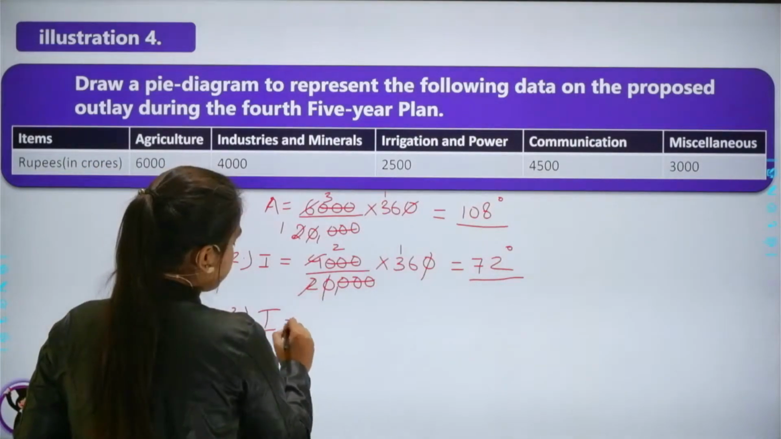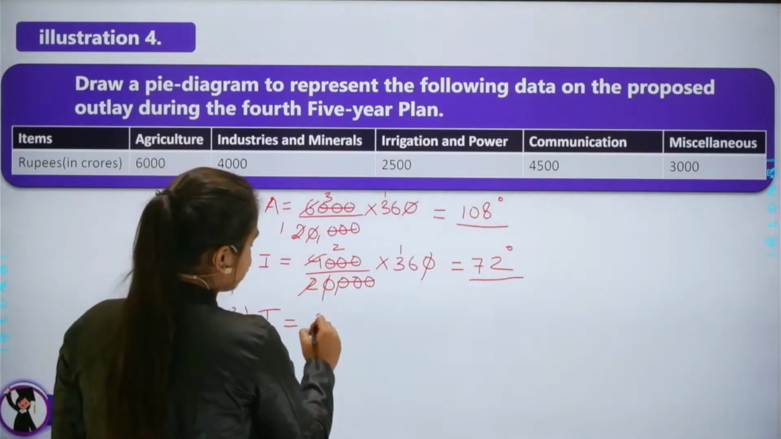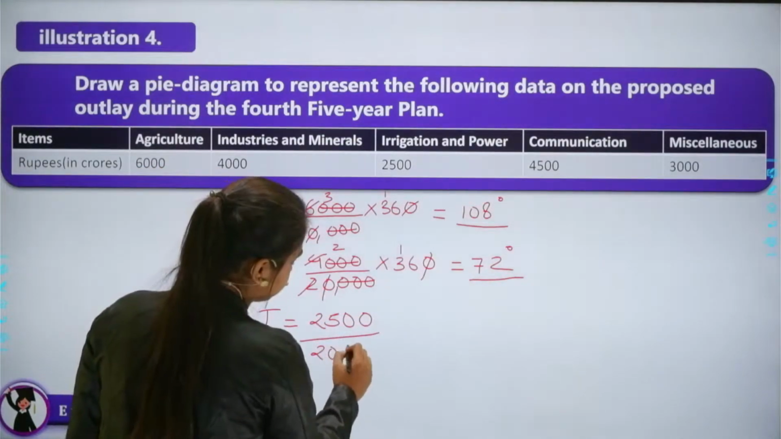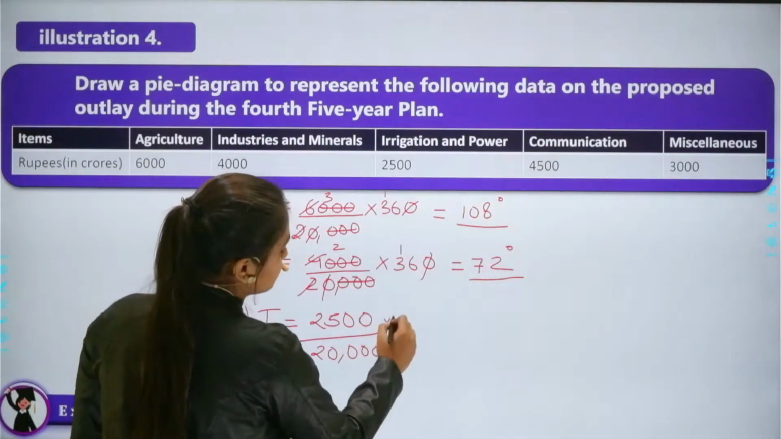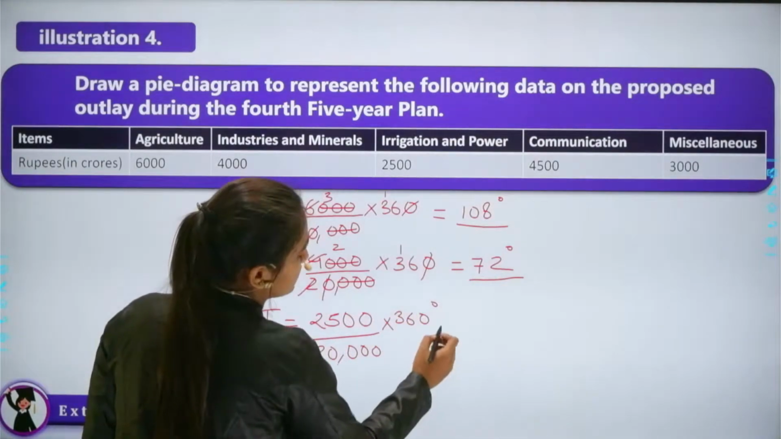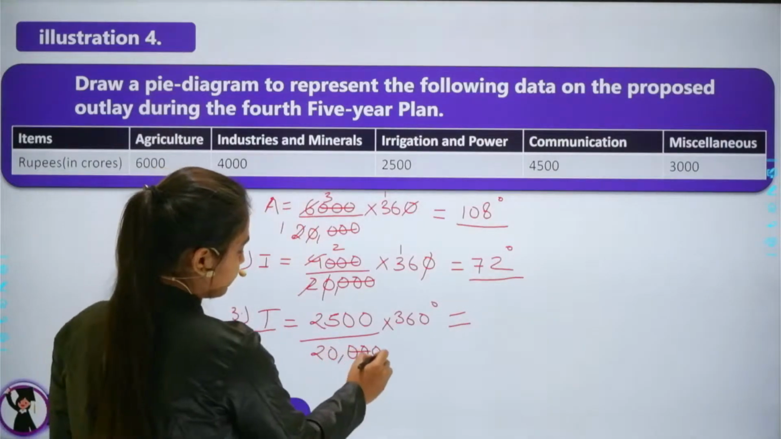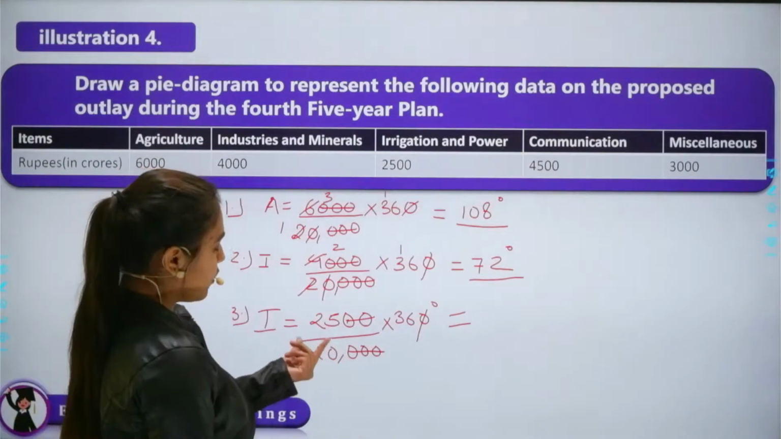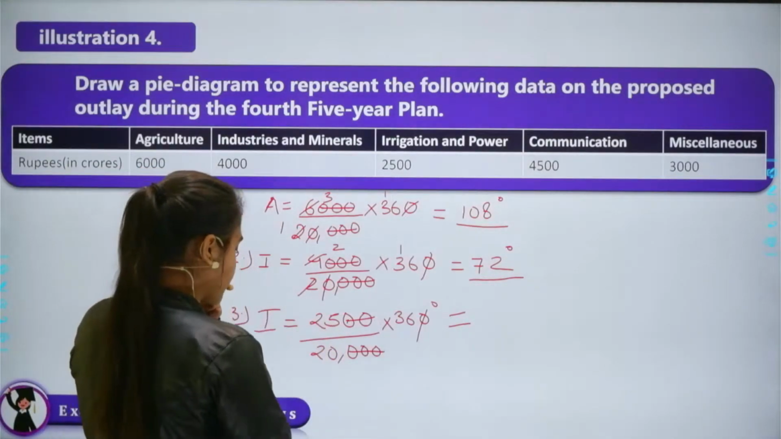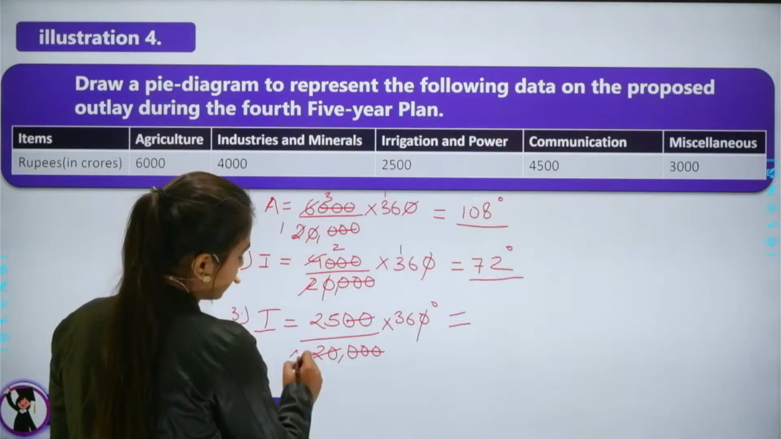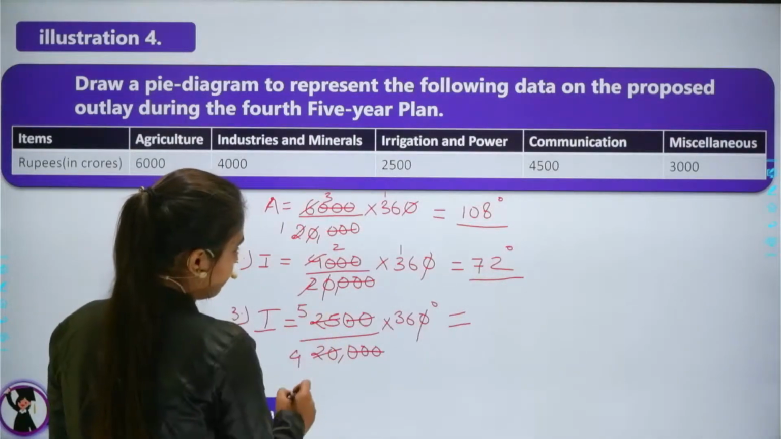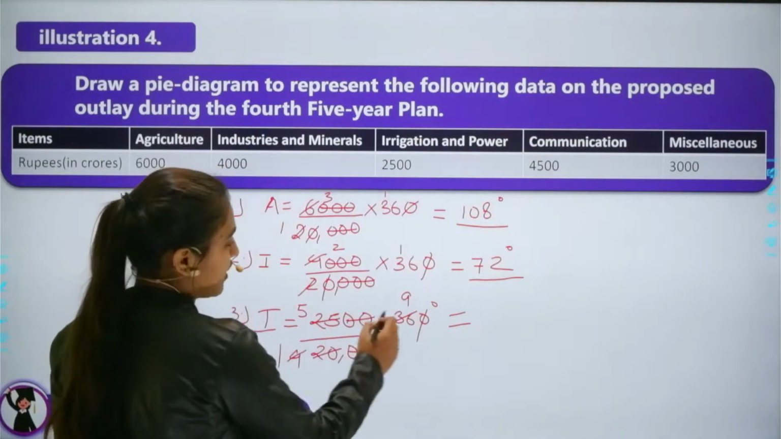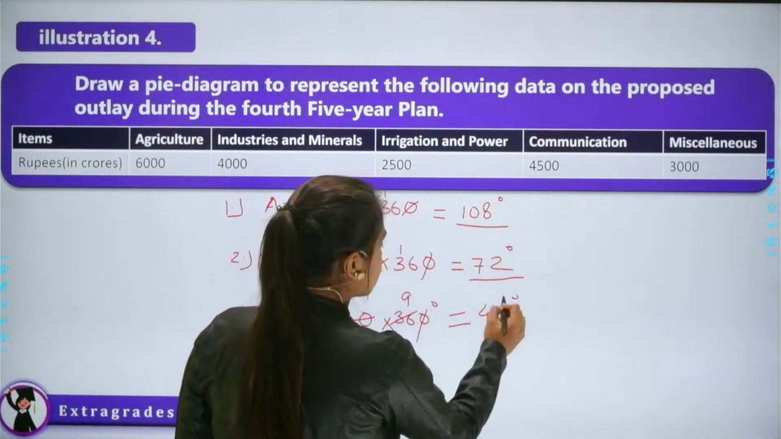Third one is irrigation and power. Irrigation and power is equal to 2,500 upon 20,000 into 360 degree. You need to calculate this first of all. 5 4s are 20, 5 5s are 25. Then we have 4 1s are 4, 4 9s are 36, 9 5s is 45. So 45 degree as a whole.